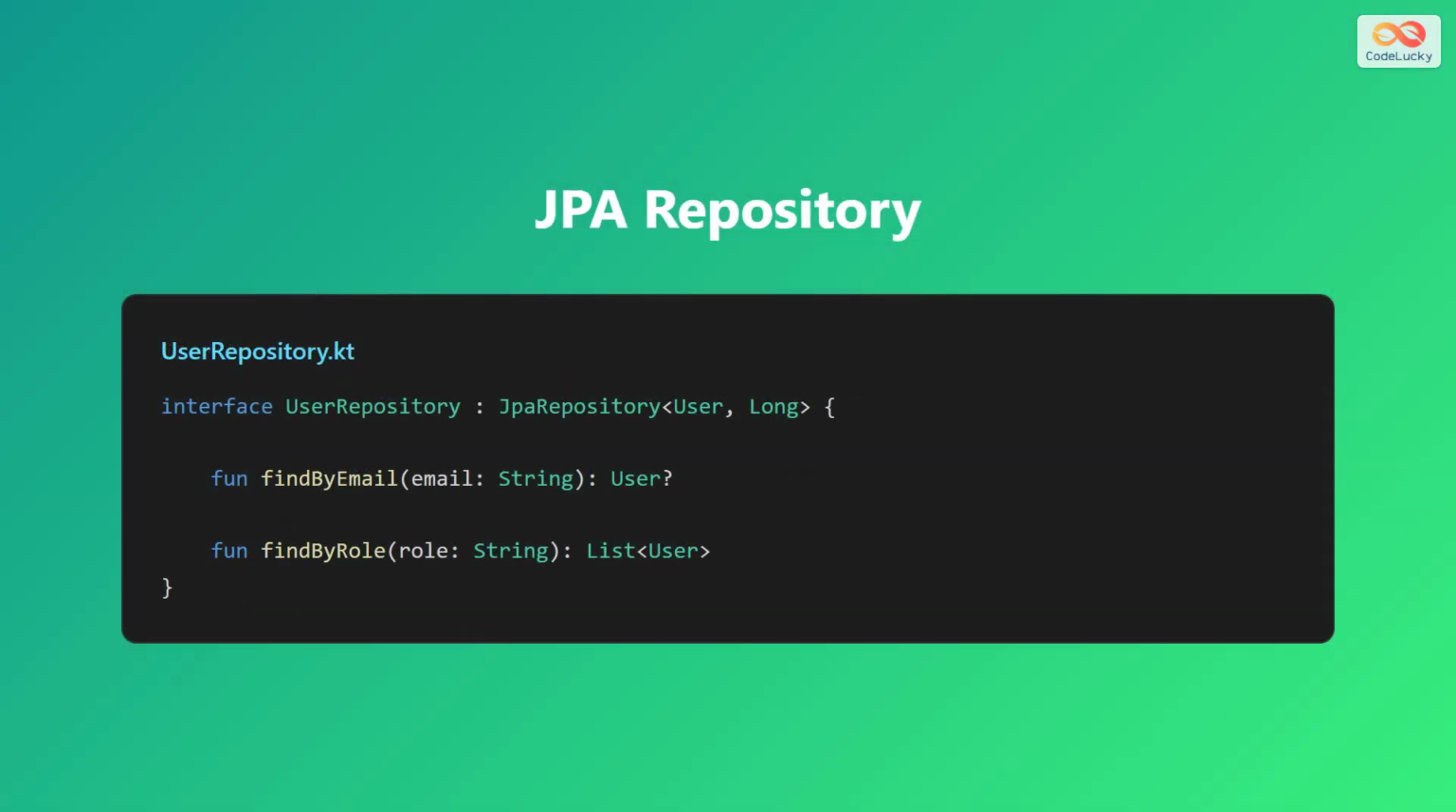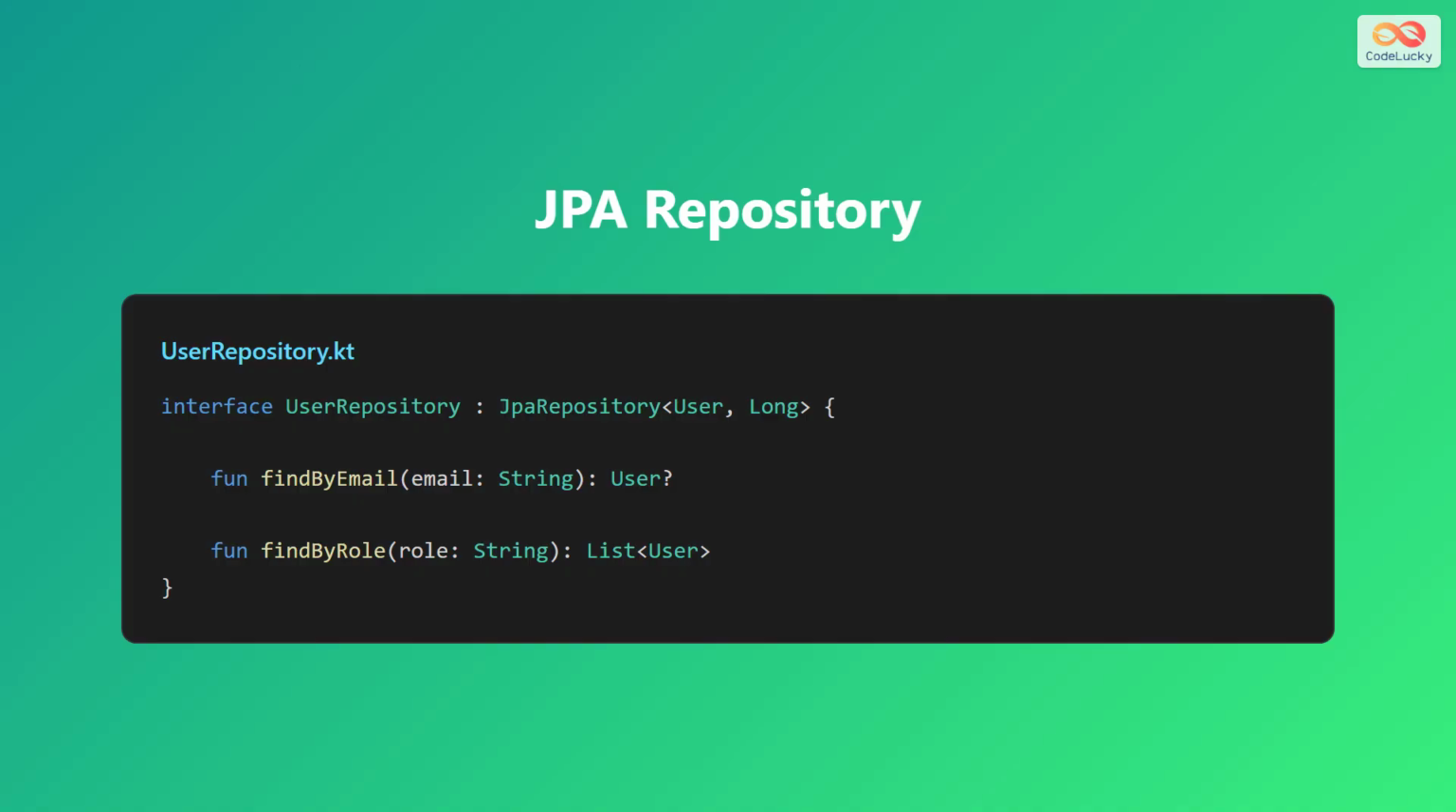The repository layer handles all database operations. In Spring Data JPA with Kotlin, we create an interface that extends JpaRepository. We specify 2 type parameters. User is the entity type we're managing, and Long is the type of the entity's primary key. By simply extending JpaRepository, we automatically inherit methods like save, findAll, findById, delete, and many more without writing any implementation code. Additionally, we can define custom query methods by following Spring Data's method naming conventions.